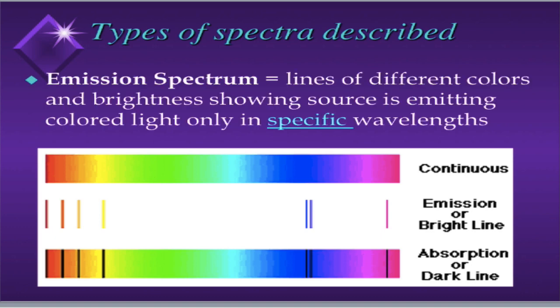Emission spectra only show you the bright colors. Each different element on the periodic table will give you a different set of bright lines. Sometimes there are only a few lines, and other elements might have 50 or more. Based on the lines that you see, you can determine the elements found in the star. So let's take a look.